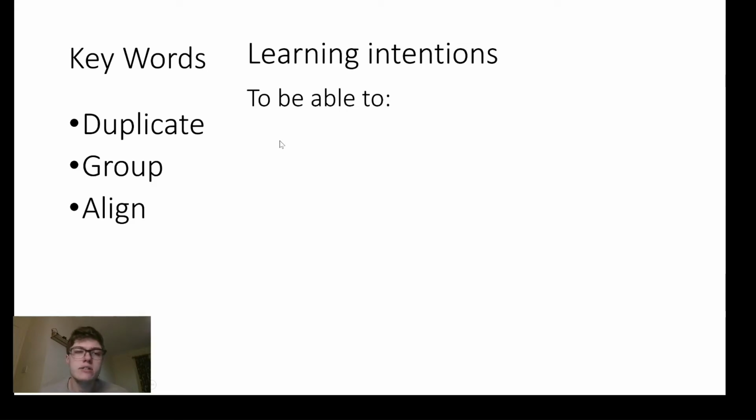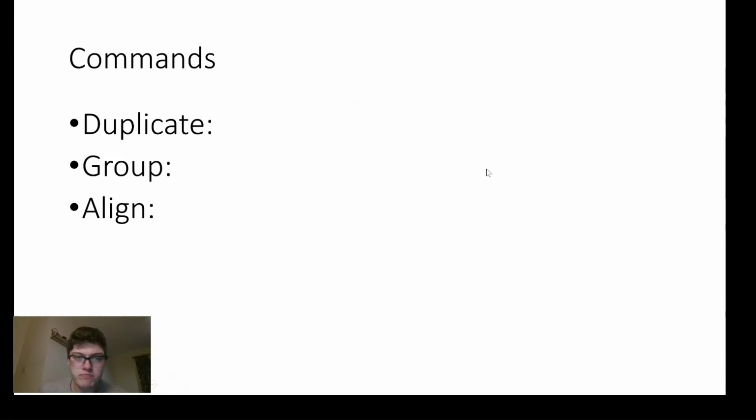And I'm going to be asking you to give me step-by-step instructions on how to duplicate, how to group, and how to align two objects. So at the end of the lesson, make sure you're able to list all the steps. There's only 3 or 4 steps to be able to do each of these. And our commands for each.